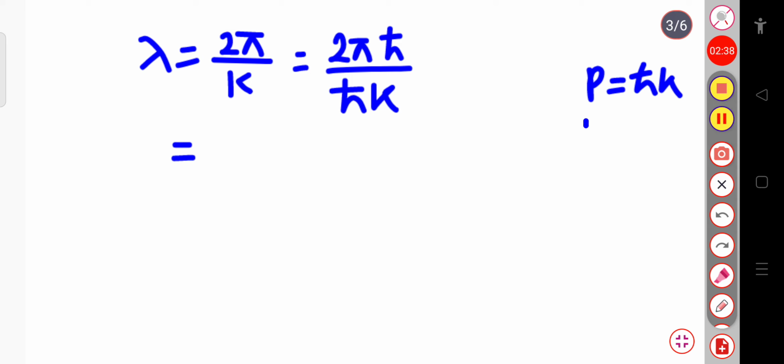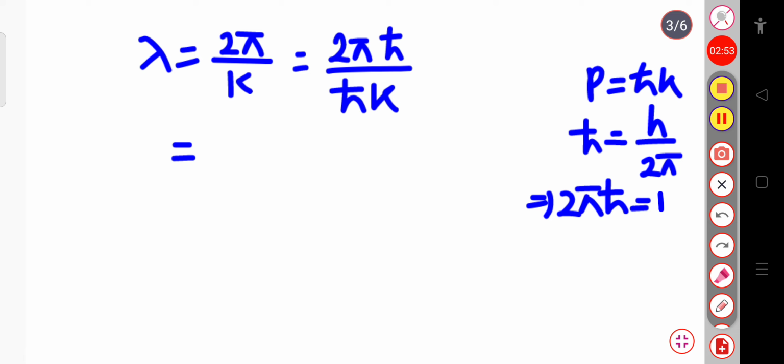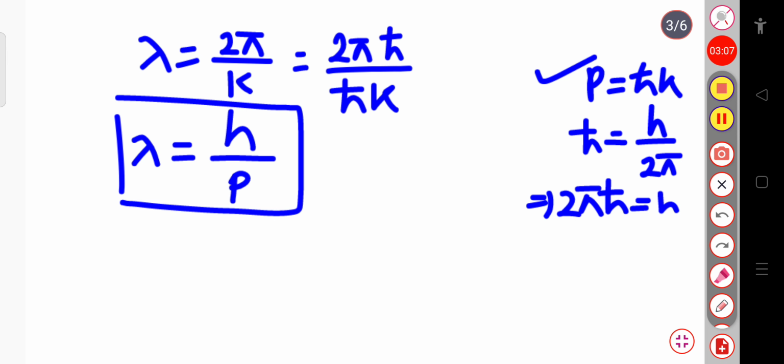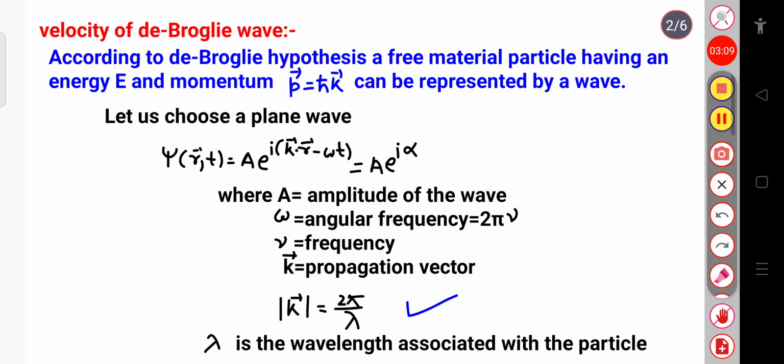again, here we know h cut equal to h by 2 pi. So when h cut is multiplied by 2 pi, 2 pi into h cut is equal to h, Planck's constant, divided by h cut k, which is p. So lambda equals h by p, right?